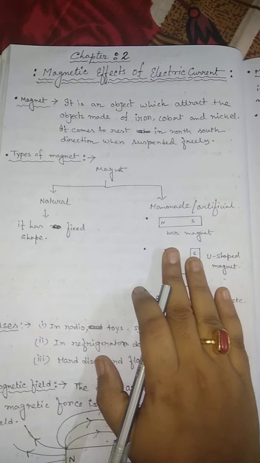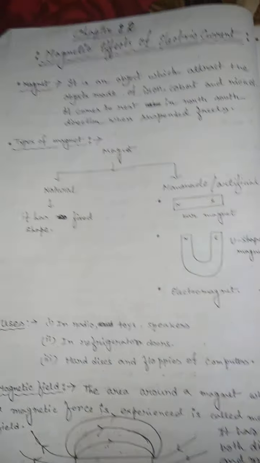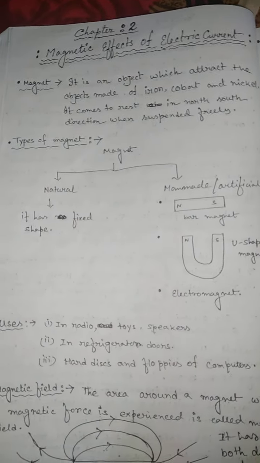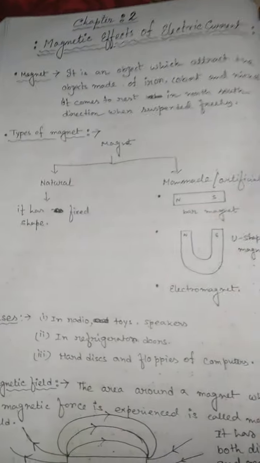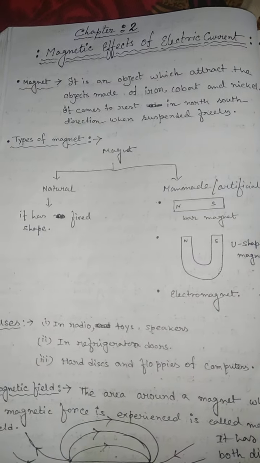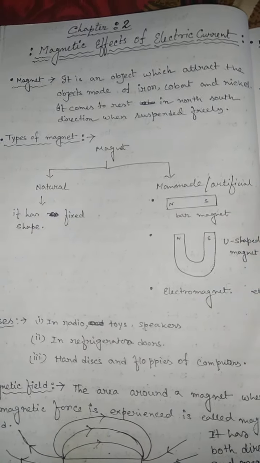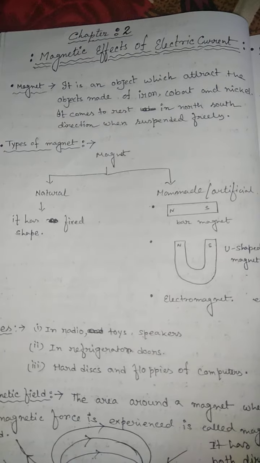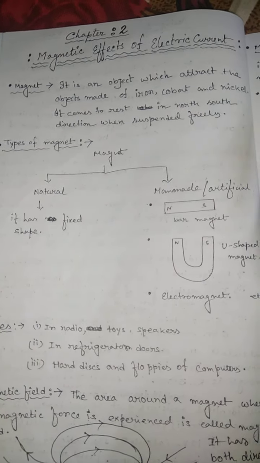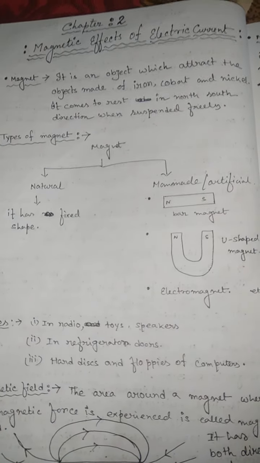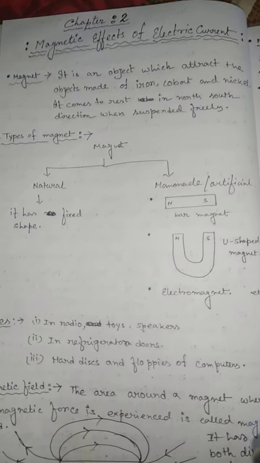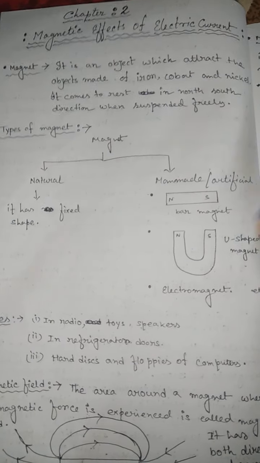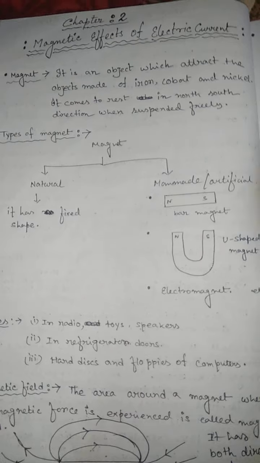Everybody knows what a magnet is. In everybody's house we have different types of magnets. So what is a magnet? It is an object which attracts objects made up of iron, cobalt or nickel, because these are magnetic substances. They have some property similar to the magnet. That's why these types of substances are attracted by the magnet.